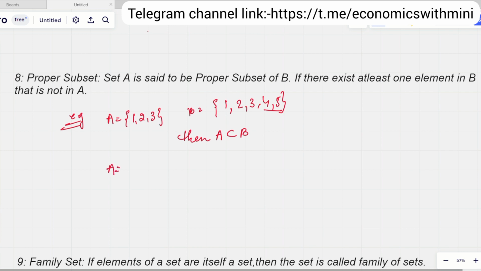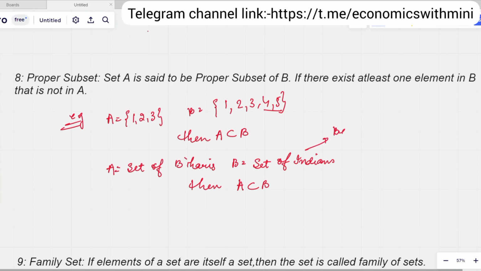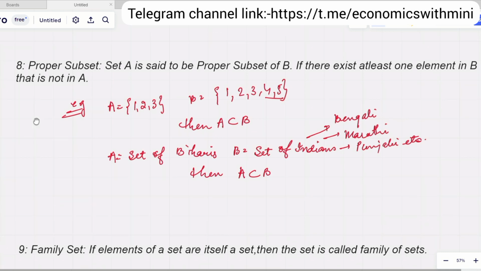Now let's see another example. A equals the set of Biharis. Okay, and B equals the set of Indians. Now here the set of Biharis is present in the set of Indians, but set B contains extra elements because in India we have Bengalis, Marathis, Punjabis, Muslims and so on. But set A contains only Biharis, while set B contains varieties of Indians. Therefore it contains extra elements, so we can say that A is a proper subset of B.